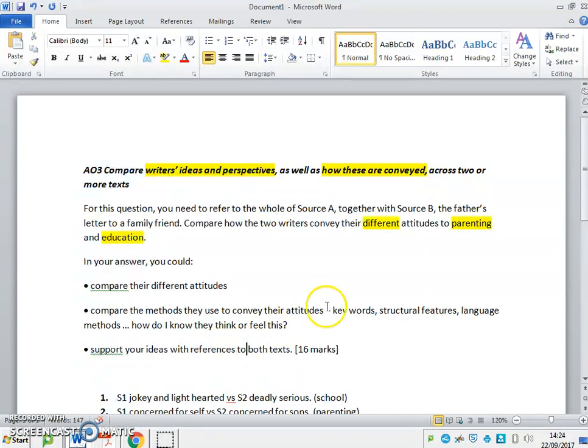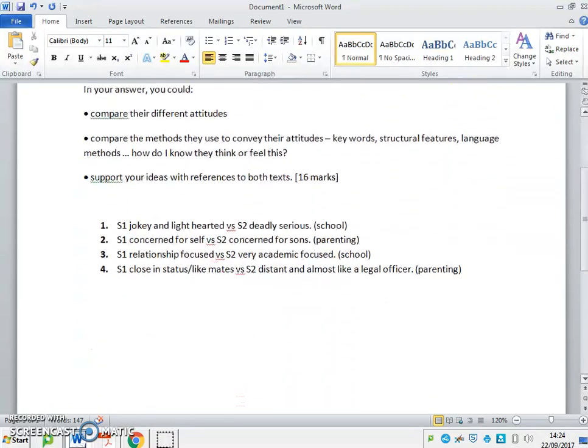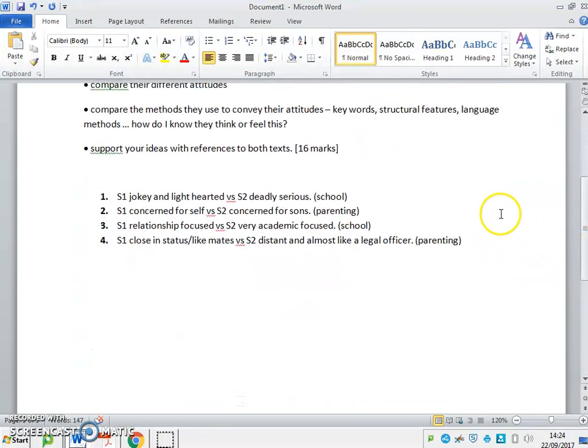That means both quotes, and if you're talking about structure, you might summarize a paragraph, for example. So the first step I would suggest is that you prepare a little plan. You prepare something that tells you what you're going to write. Now, I've gone for 4 things. The reason I've gone for 4 things is that it's a 16-mark question. So each of these would be getting me 4 marks.